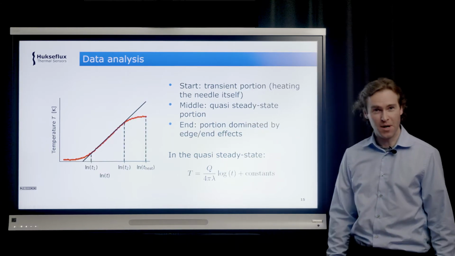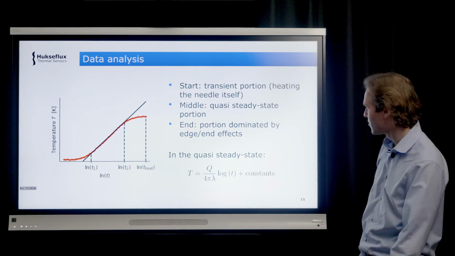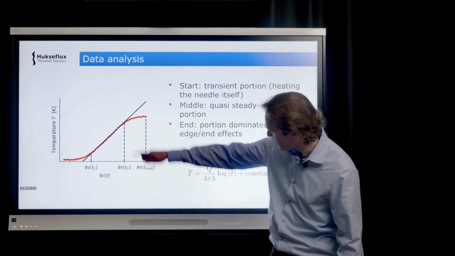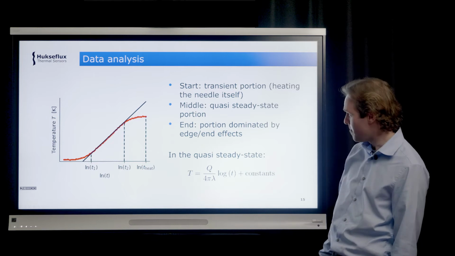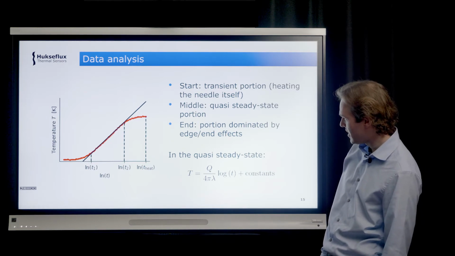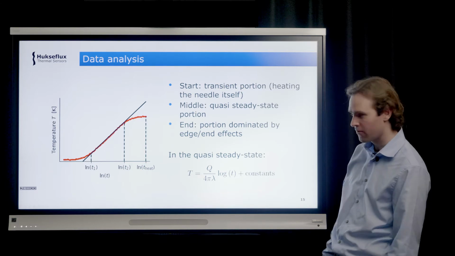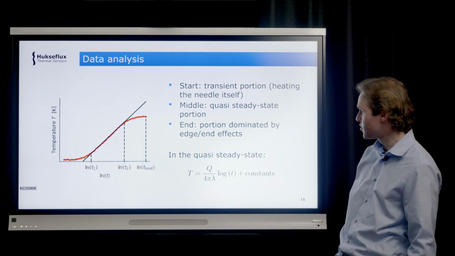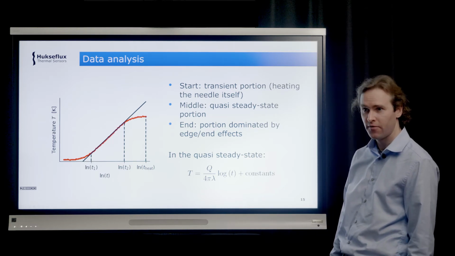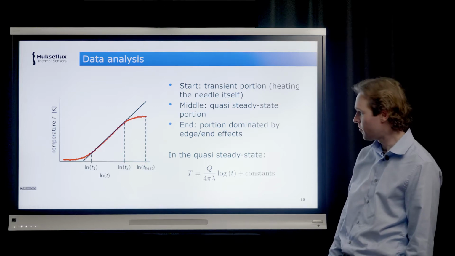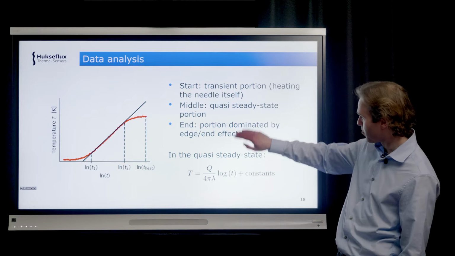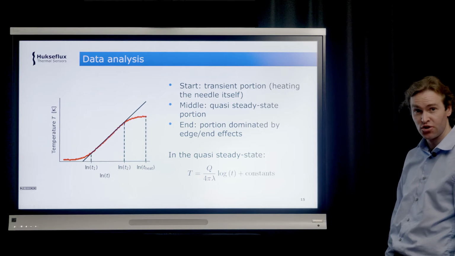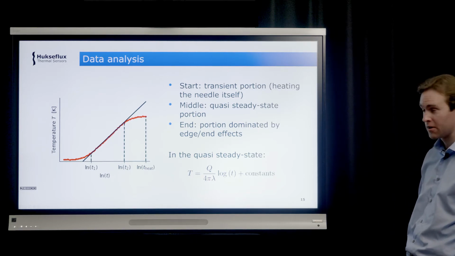Okay, so once you have measured this, you need to analyze the data to determine the thermal conductivity. Here I again have the curve, the temperature as a function of the logarithm of time. And what you can see is that there are roughly 3 sections in this curve. There's a first section on the left, which is a transient portion, in which you see effects of the heating of the needle itself. Then there is a linear portion in the middle. This is known as the quasi-steady state portion, and this is actually the data that is used to determine the thermal conductivity of the material.